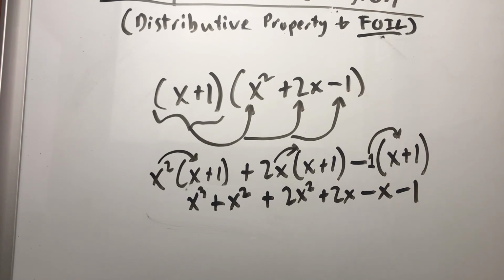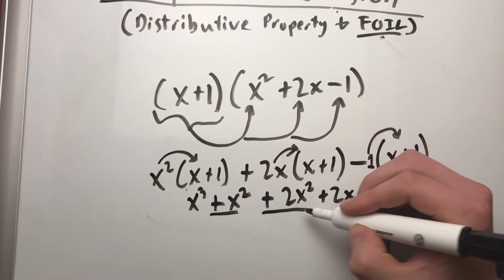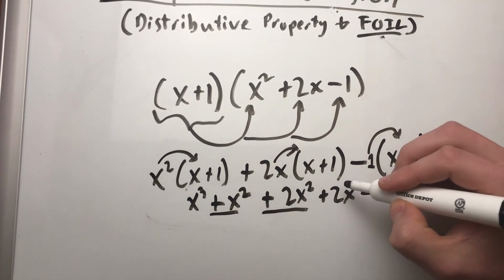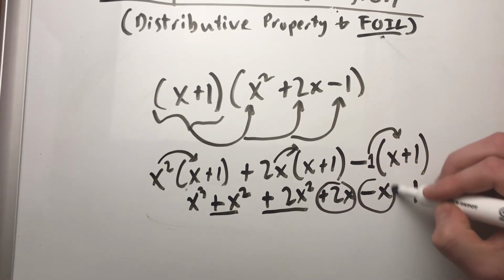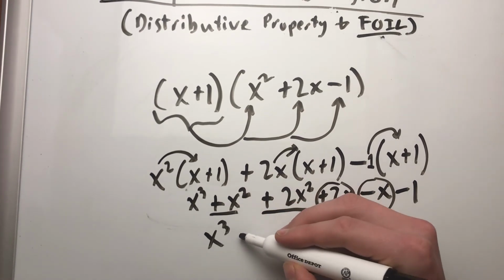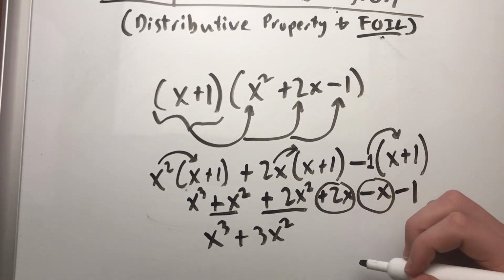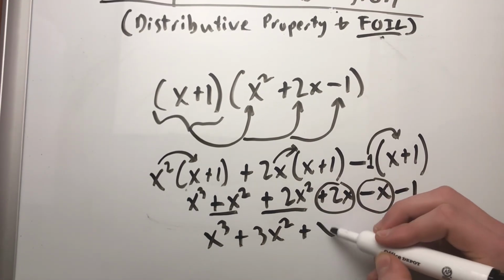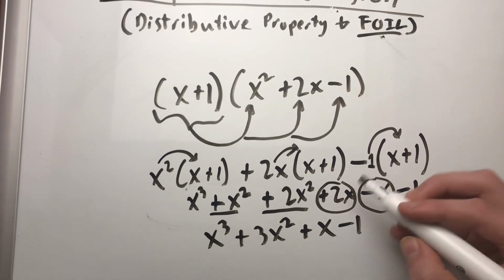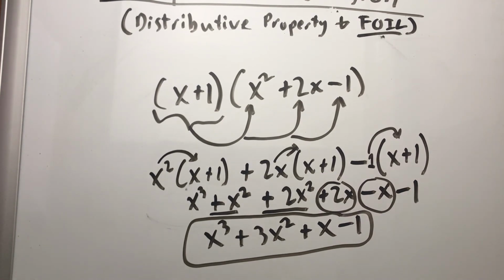And from here, we can combine our like terms. We have a positive x squared here, and a plus 2x squared here. We have a positive 2x here, and a -x here. So this can simplify to x cubed plus 3x squared plus x minus 1. And we have just successfully used the distributive property to multiply these two polynomials together.